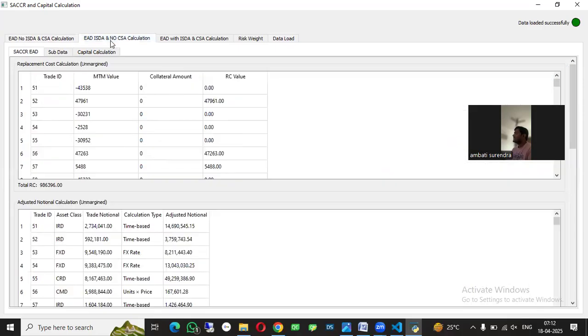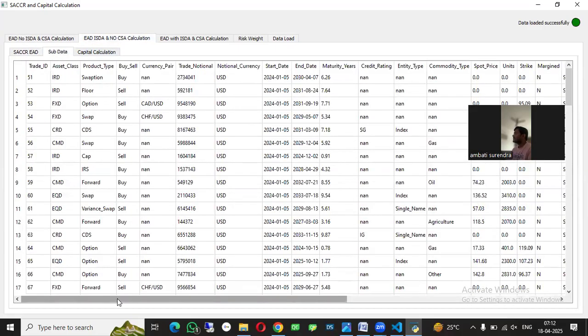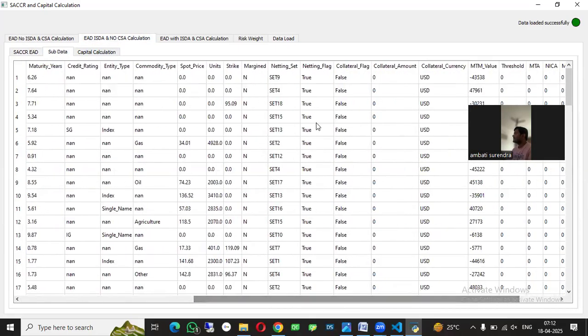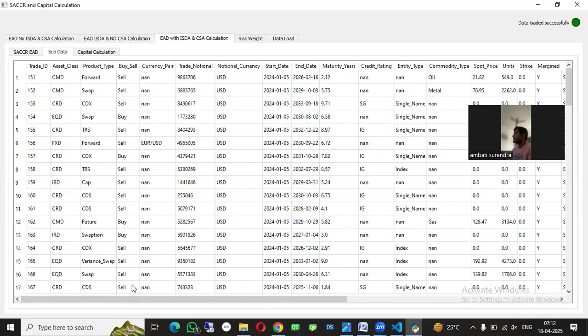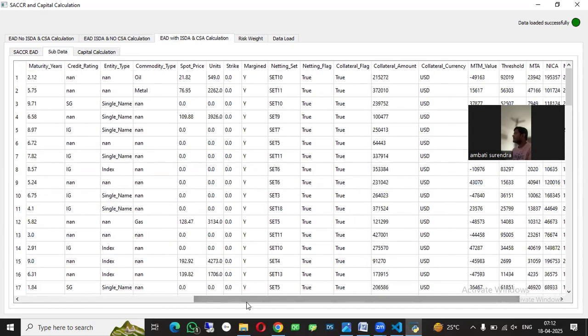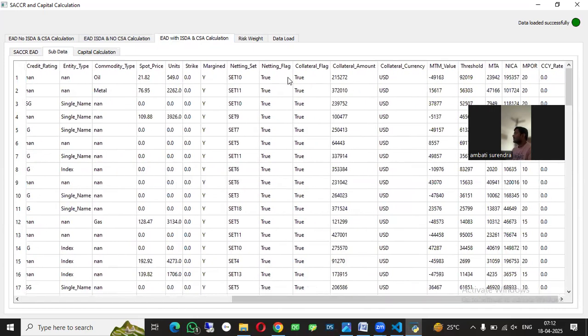And EAD is the... and if you go to the sub data, here the data is a bit different. Here the data is loading with netting, only netting flag as true. And in the third tab, subdata, if you see, here the data is loading for all trades which are netting and collateral are flagging as true.